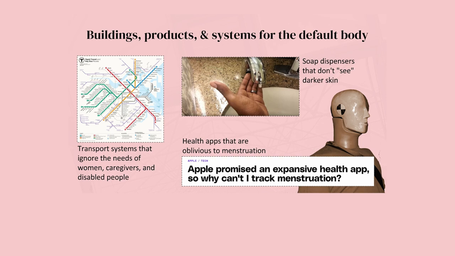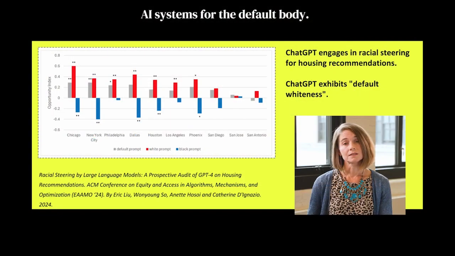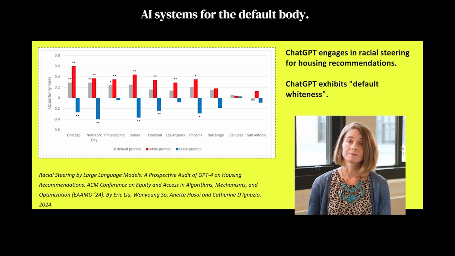Women have a 47% higher chance of injury than men because the car safety industry simply didn't think to test their cars on women-sized crash test dummies until recently. And then digital systems, algorithms, and artificial intelligence are no different.